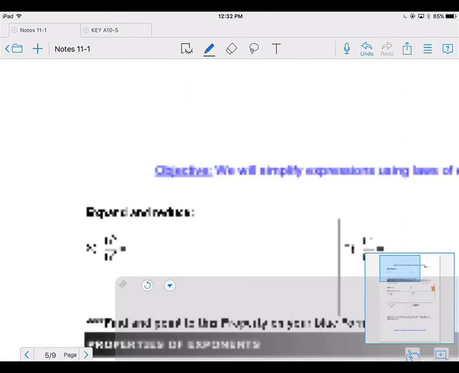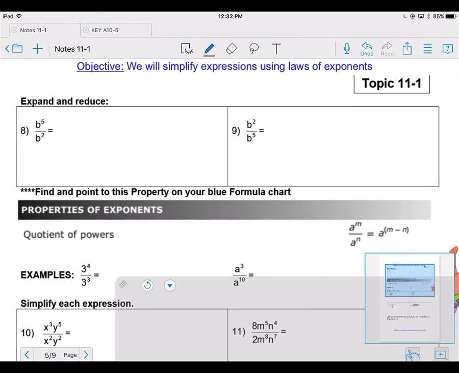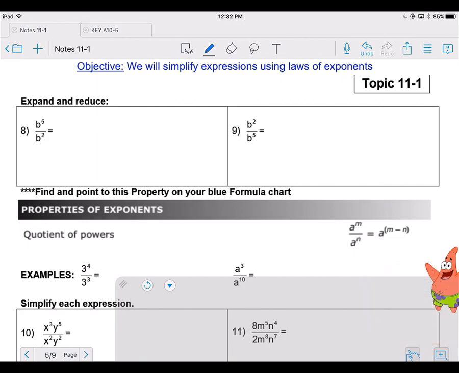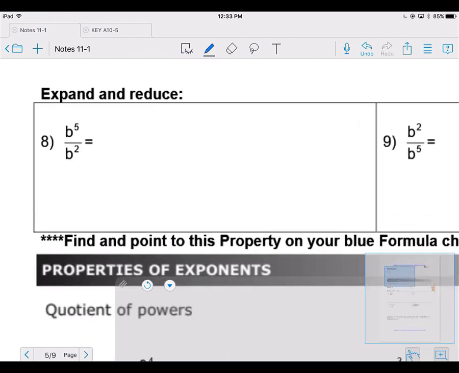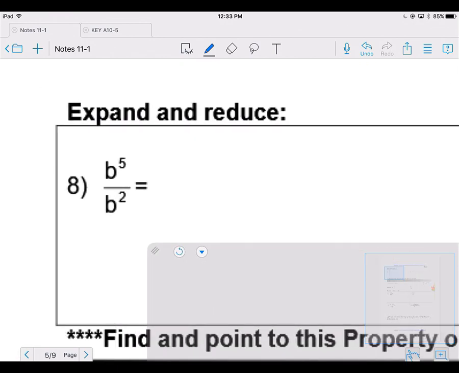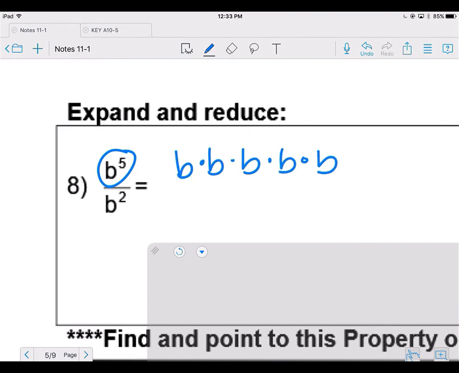Now on the back, we're learning a new rule. So this one is not the same as the front. On the front, we were multiplying our problems, and we added our exponents. On the back, we're going to do something a little different. We're still going to start by expanding and reducing. So b to the 5th is b times itself 5 times. That is the idea of an exponent.